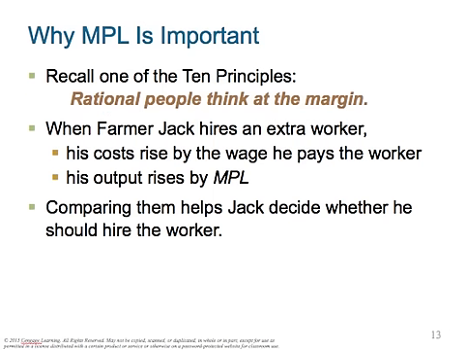So why is marginal product of labor important? Recall one of the 10 principles from Chapter 1: rational people think at the margin. When Farmer Jack hires an extra worker, his costs rise by the wage he pays that worker, so he's got some additional explicit costs. His output rises by the marginal product of labor. Comparing the output to the cost helps Jack decide whether he should hire another worker. Thinking at the margin helps not only Jack, but all the managers in the real world who make business decisions every day by comparing marginal costs with marginal benefits.